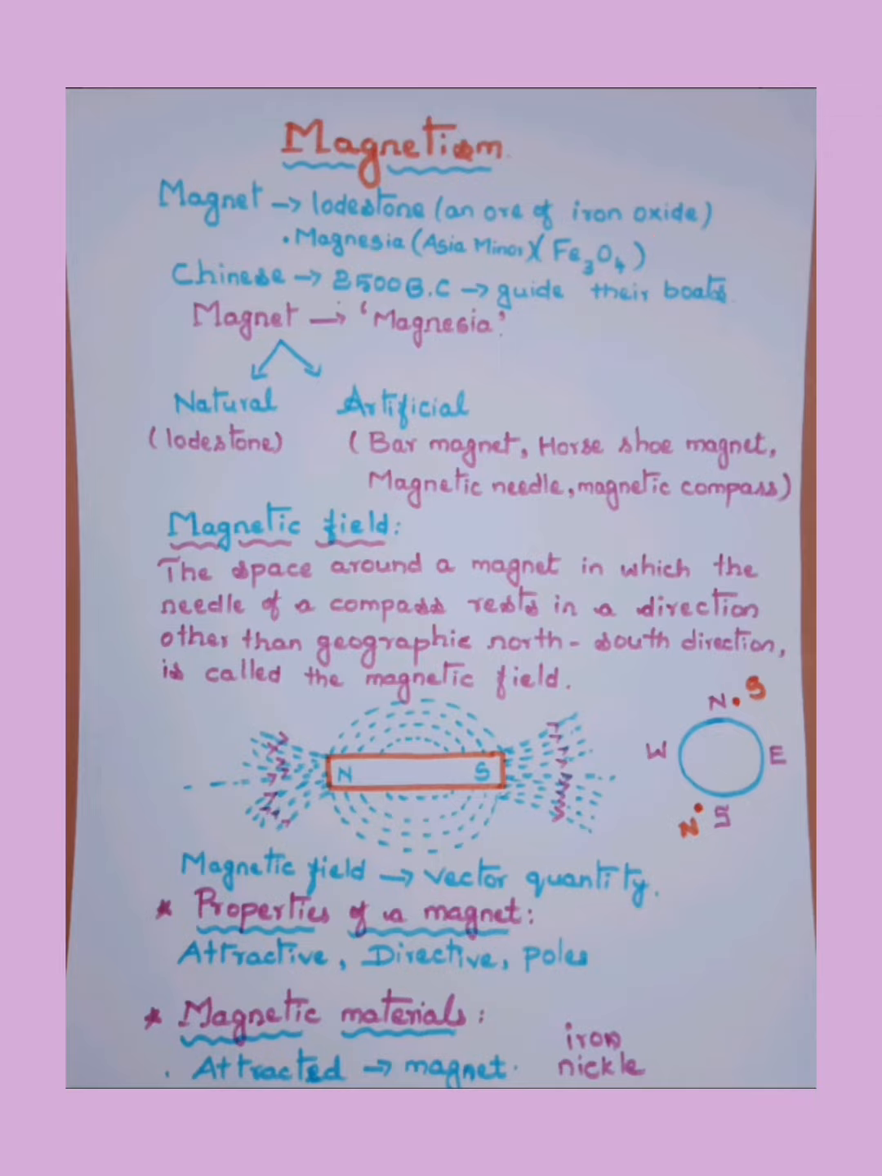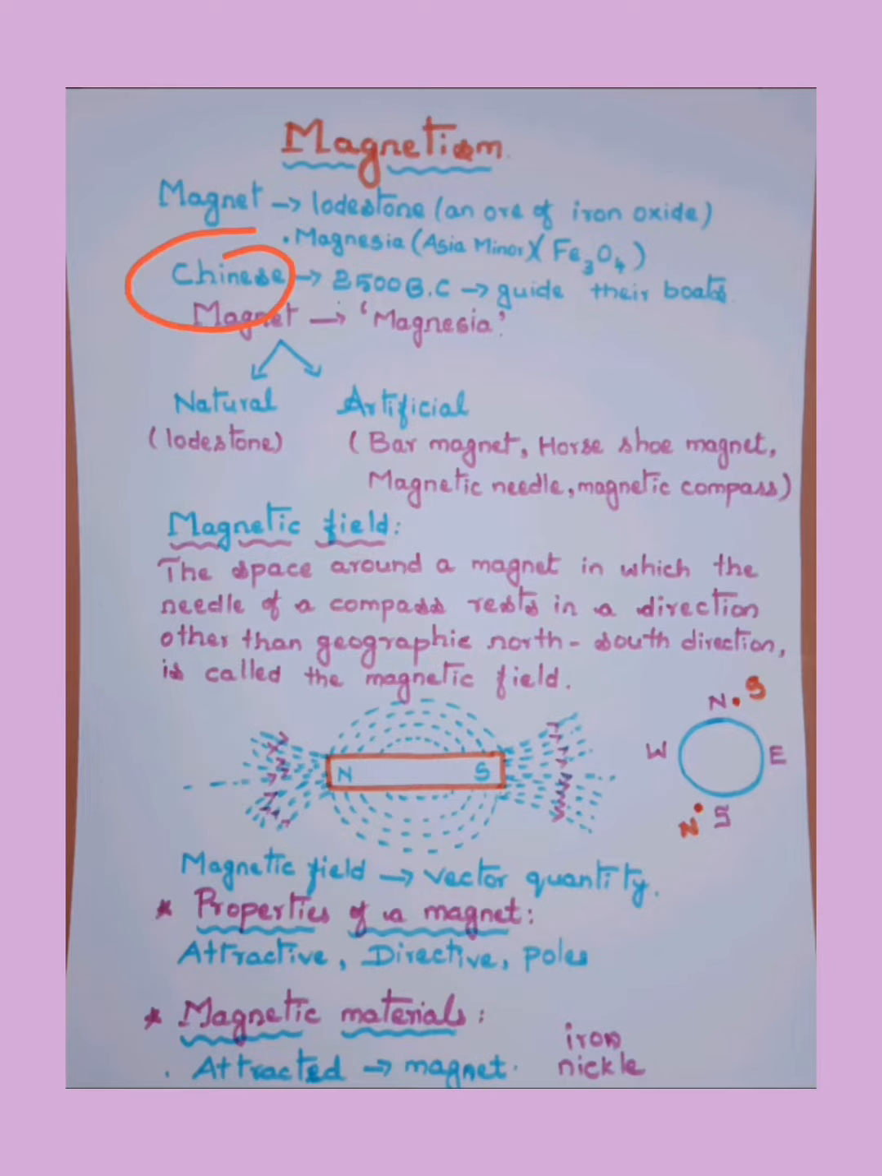So this was mainly found in a place called Magnesia, in present Greece. This Magnesia is in Europe, the southern part of Europe. In Greece it is situated, and some parts of Asia also, this lodestone was found. That was minor in Asia. And the Chinese were the first ones to use these magnets as their guide for the boats. It was around 2500 BC.